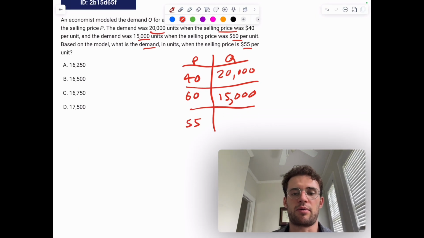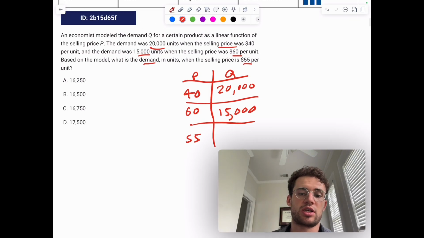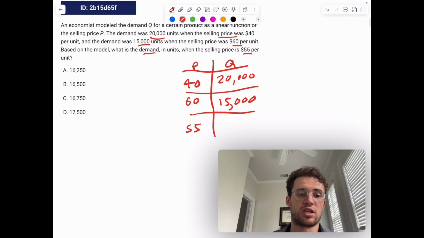Now, right off the bat, we know it's got to be between 15,000 and 20,000. All of the options are, so that doesn't necessarily help us. Since it's a linear relationship, it should be closer to the 15,000 than to the 20,000. So we can eliminate D, because that's in the middle of those two. The middle of them would be 50.